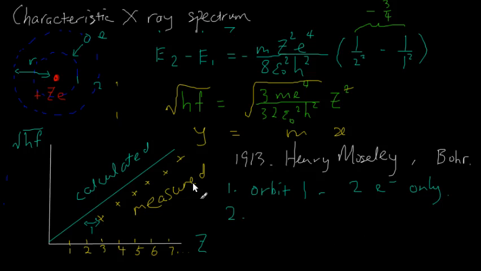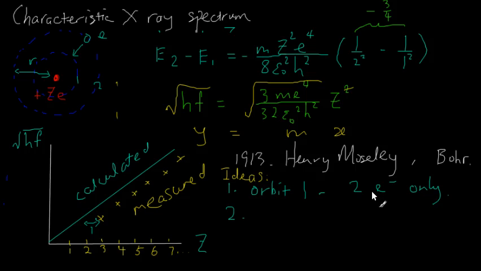Now the next thing, so these are the ideas that Henry Moseley and Bohr used. Let me emphasize that these are the ideas. At that time they really were not sure, but today, after years of theory and experiment, we know that these should be correct. So at that time there was just a lot of guessing, which turned out to be right in the end. So the first idea was that orbit 1 only has 2 electrons.